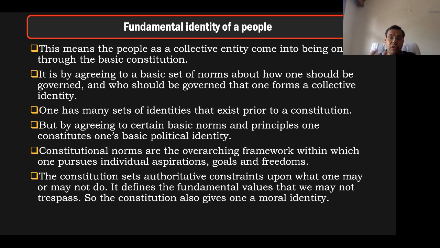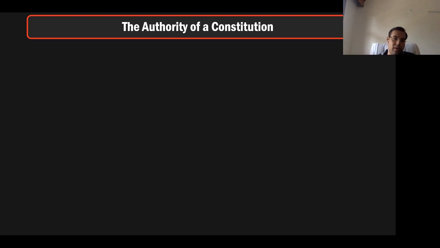It gives a character to our country because we abide by it. We follow it. We are unlike those countries that probably have a constitution for the namesake, but they don't follow it, or they have a way to surpass and bypass it. So it defines the fundamental values that we may not trespass. The Constitution sets authoritative constraints upon what one may or may not do. What are you doing and what are you not doing? That is coming as a part of the fundamental identity of a people. So when we look at the Constitution and have to state what it has done, we have to look at the authority of the Constitution of India.